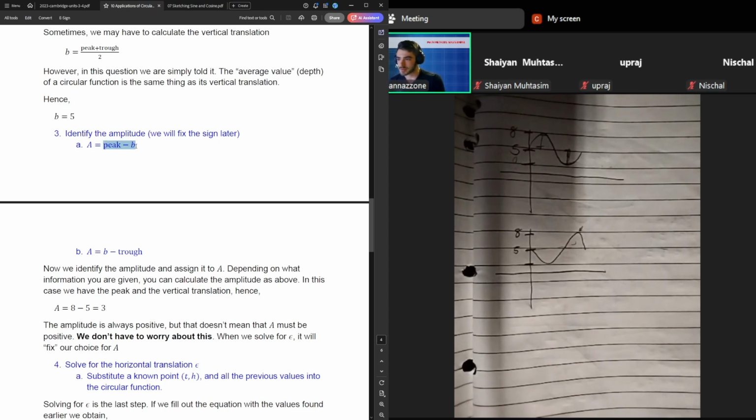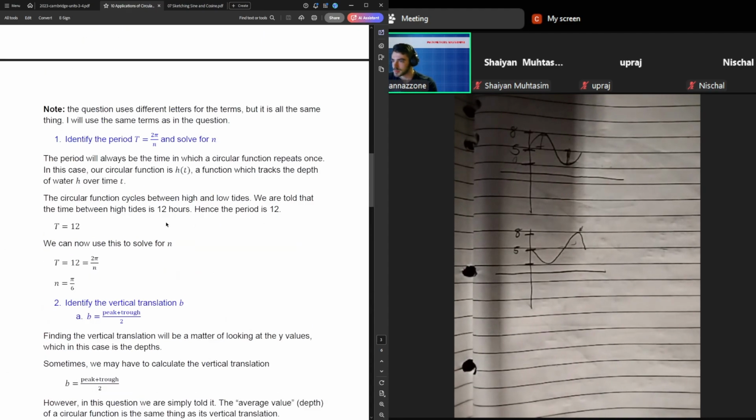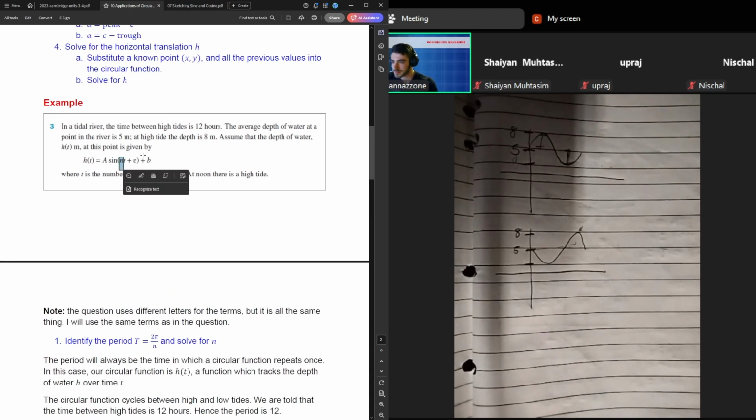Usually you would calculate it either by looking at the difference between the peak and the middle, or the middle and the trough. So, to recap, we got N, we got B, we've got A. The only thing left is this piece of information in here. That is a horizontal translation.